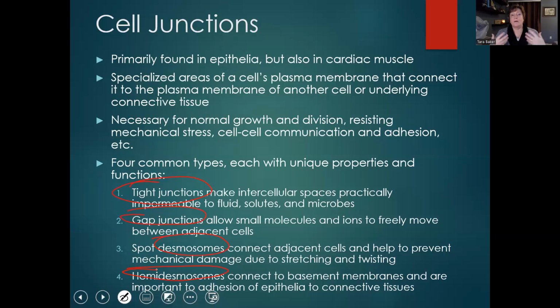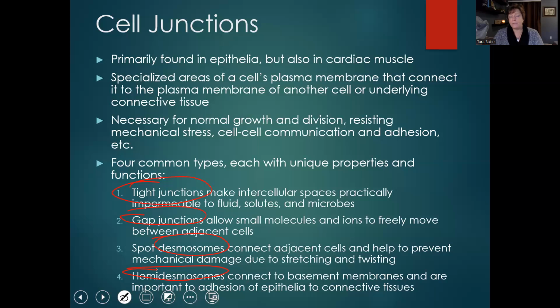Tight junctions do exactly what they say: tight junctions. They form between cells, they bring the cells as close together as possible, and they create a seam so that nothing can go from one side of the cell to the other side of the cell. So if it's like this together, nothing can go from here to here. A tight junction does not allow for transport across that surface.